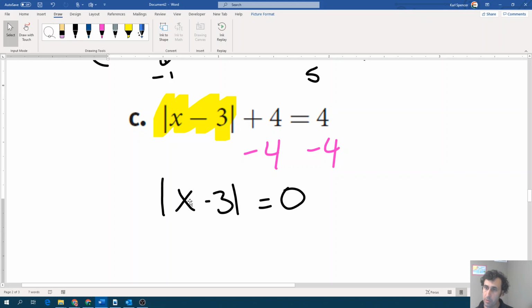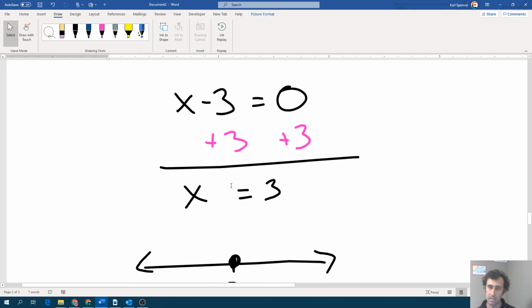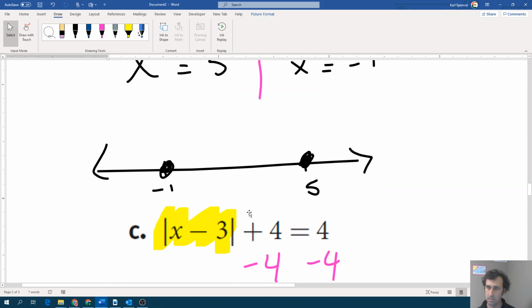Option C, I subtracted that 4 over and I solved. But something interesting: when we have the absolute value of x minus 3 equals 0, what only number is 0 units from 3? Well, it has to be 3. So when I solved it, I only had one equation. It's kind of a tricky one, per se, for that case.